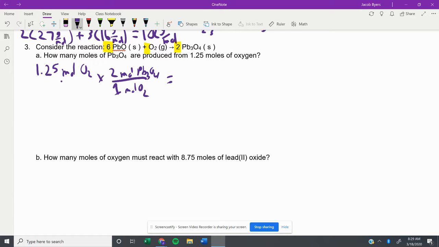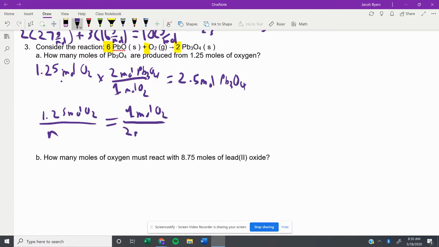Which means if we take 1.25 moles of oxygen and react it with lead(II) oxide here, we are going to end up with 2.5 moles of lead oxide here. You can also set up a proportion as always, because if we have 1.25 moles of O2, and we're looking for a number of moles of lead oxide created, we know that that ratio is going to be equal to the ratio of 1 mole of O2 to 2 moles of Pb3O4. If you solve for that ratio, you will also get 2.5.